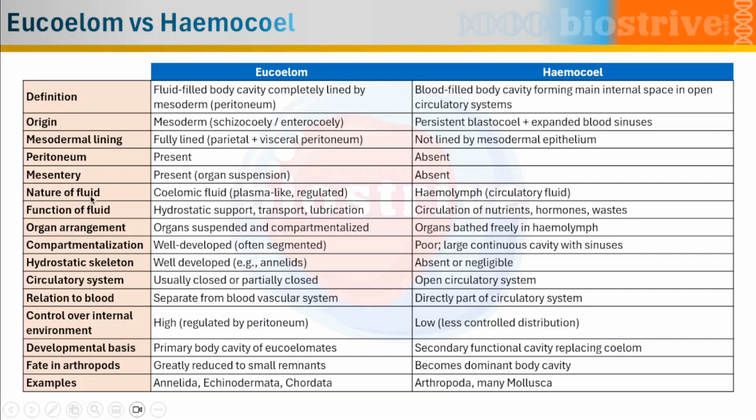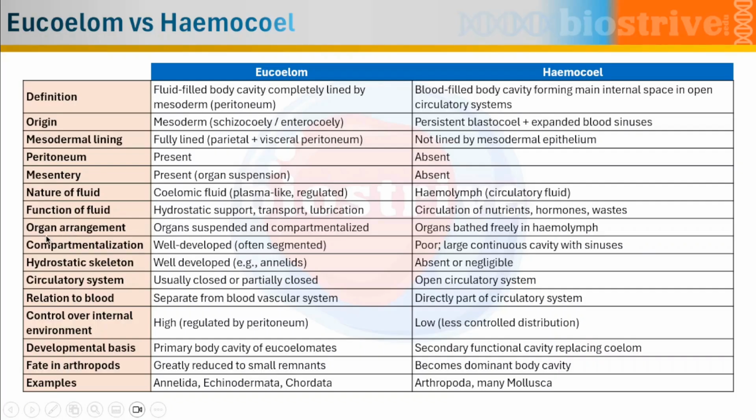So what is the nature of fluid? Nature of fluid in Eucoelom is obviously coelomic fluid, which is plasma-like and very much regulated. Fluid of Haemocoel cavity is hemolymph or other kind of circulatory fluid if the organism is different. Now what are the functions of fluid in case of these Eucoelom and Haemocoel? The functions are basically hydrostatic support and transportation, the same function in both the types of organisms.